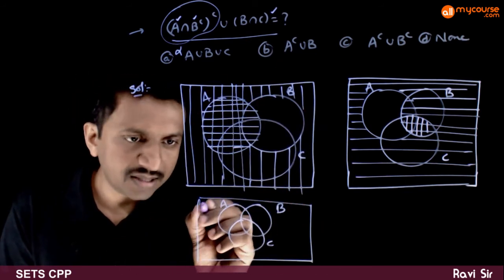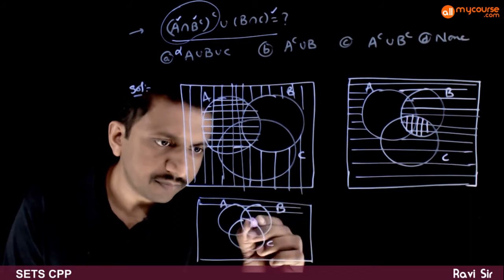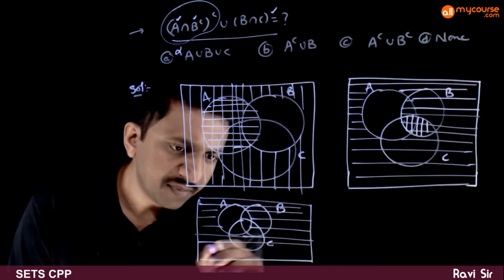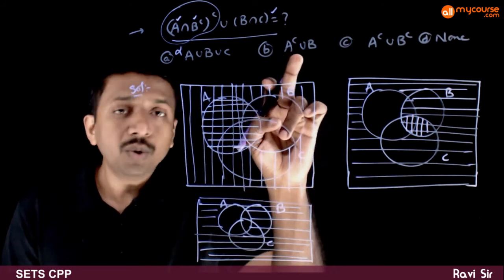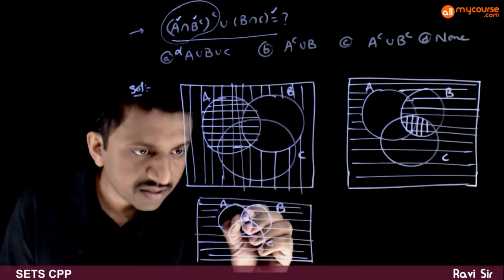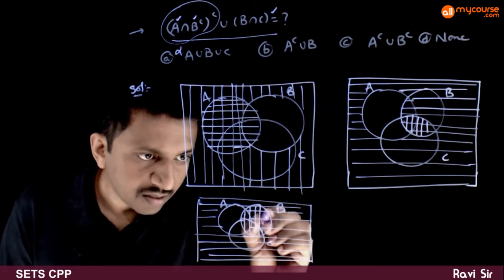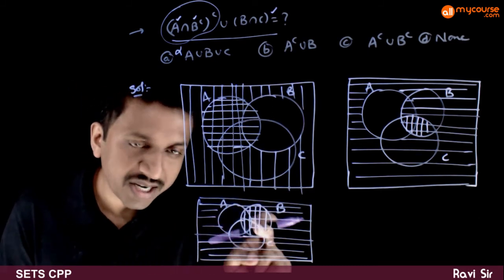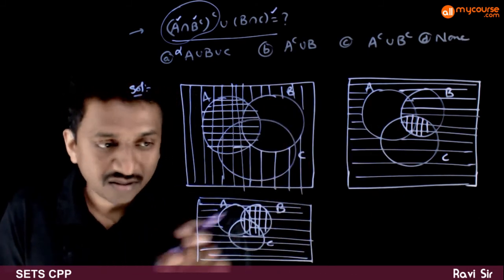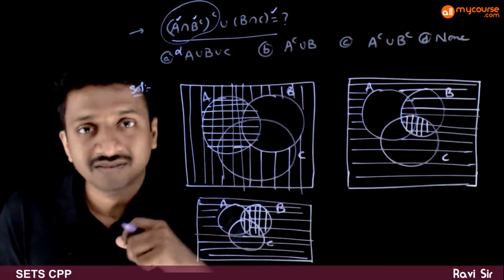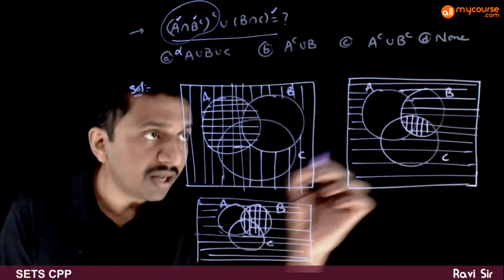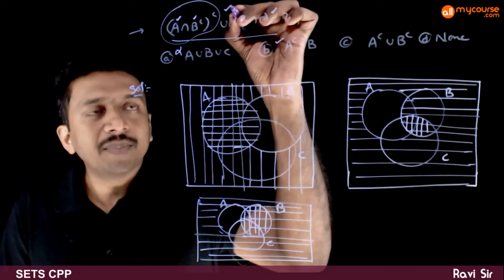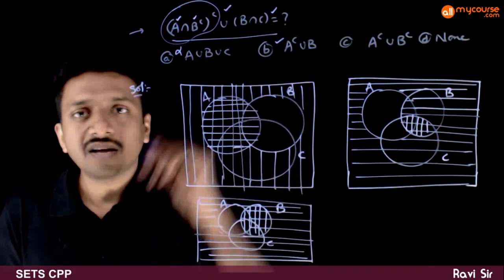A complement is everything except A. This is A complement. Union B. That is you add B to this. So B is this region. So what is the union of these two? The whole shaded region. So as you can see, this whole shaded region looks exactly same as this. So this region is excluded. Here also the same region is excluded. Hence, this is exactly same as this region. So the answer is option B.